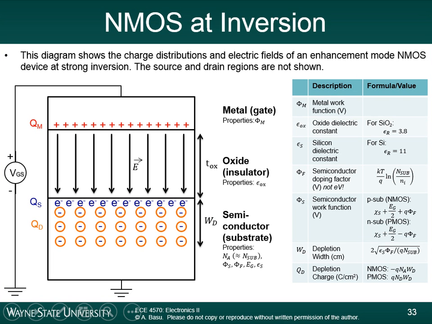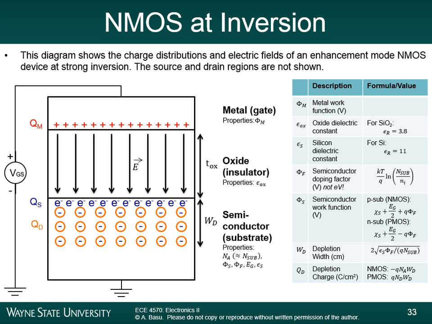So we have the metal up here, then we have the oxide, and then we have the semiconductor substrate down here. We're going to look at each one of these parts one by one. So you remember how we did this full electrostatic analysis of the p-n junction? We looked at the depletion region, we looked at the charge buildup in the p and the n sides, we figured out the electric fields and all that good stuff. We're going to do the same type of analysis for the NMOS device at inversion.